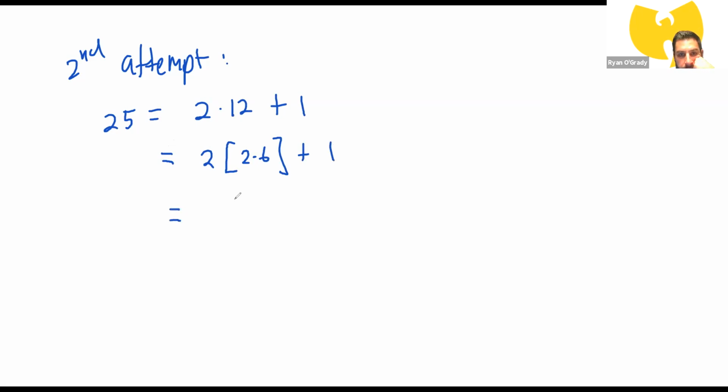And then what is 6? Well, 6 is 2 times 3 plus 1. So we can clean this up if we'd like. How many copies of 2 do I have? I have 2, 2, 2. So that's 2 to the third, which is 8, times 3 plus 1. So this is still correct.